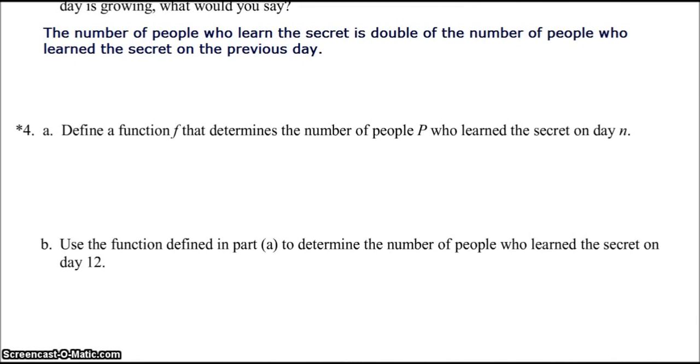Number 4a, define a function f that determines the number of people p who learned the secret on day n. So we want a function f, and we want that function f to determine the number of people p. So p is going to be the output of the function f, and f is going to be in terms of n, the day. And so what would that function look like?